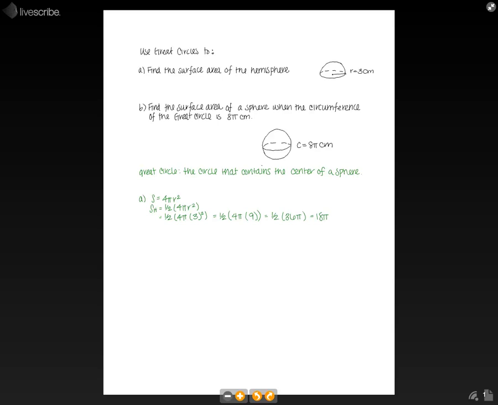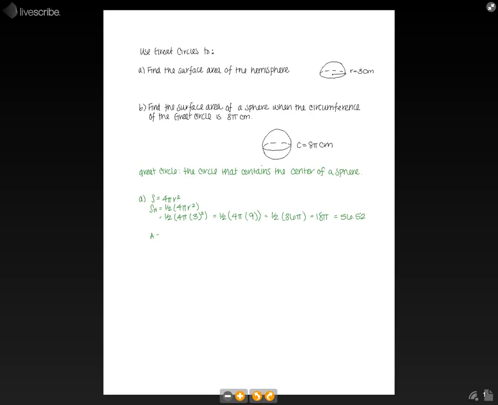If you plug 18 pi into your calculator, you get 56.52. We're almost done, but we need to make sure we also consider the surface area of that circle that makes up the bottom of the hemisphere.